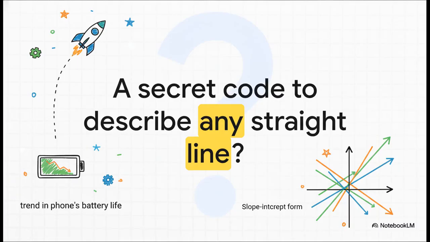So, let me start by asking you a question. What if I told you that there was a secret code, a single, super elegant formula that could describe any straight line you could possibly imagine? I'm talking about everything from the path a rocket takes to the way your phone's battery drains. Well, there is, and today we're going to figure it out.